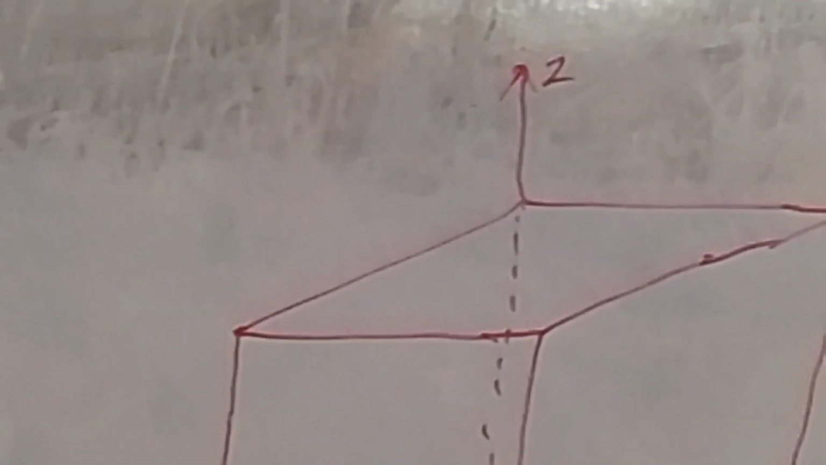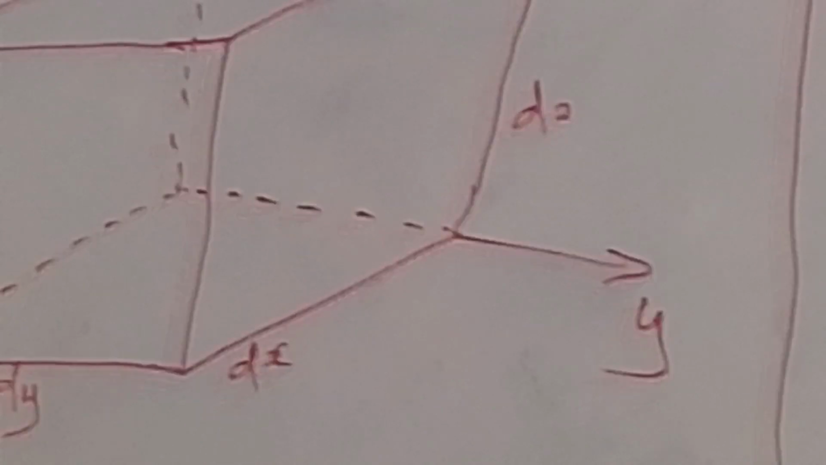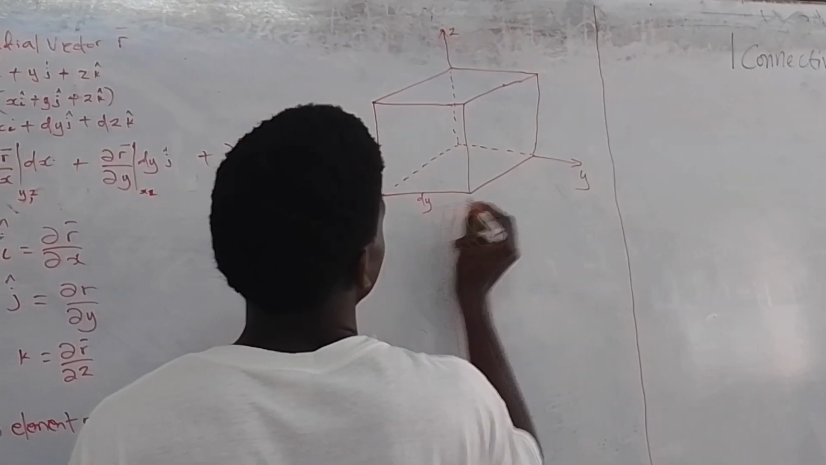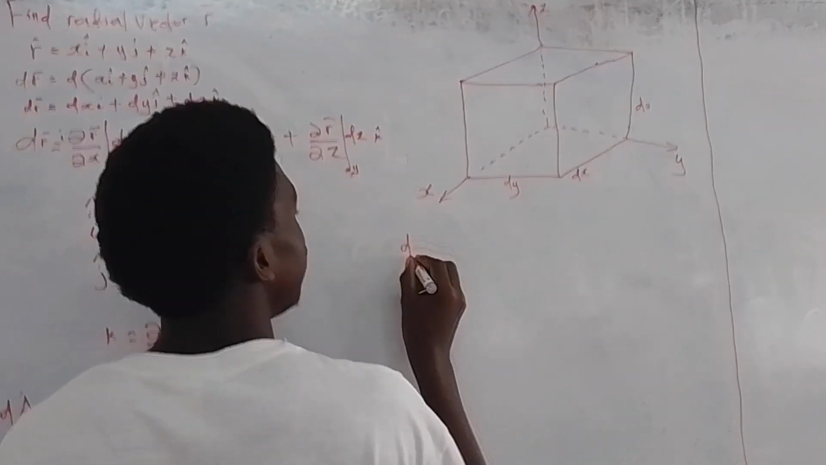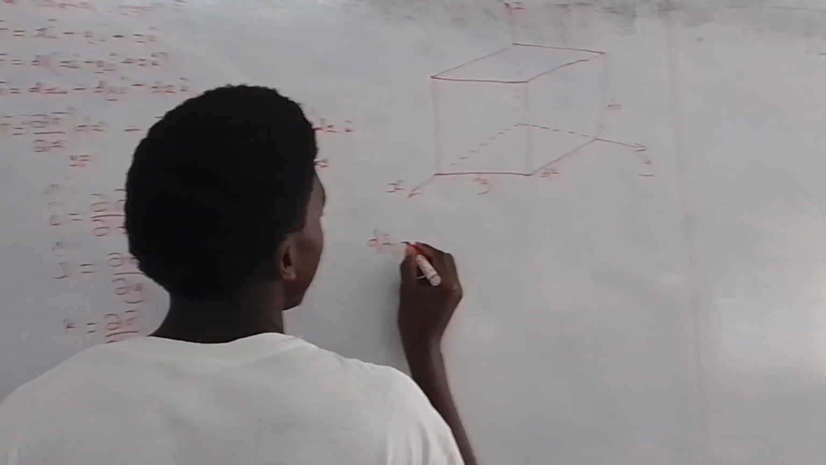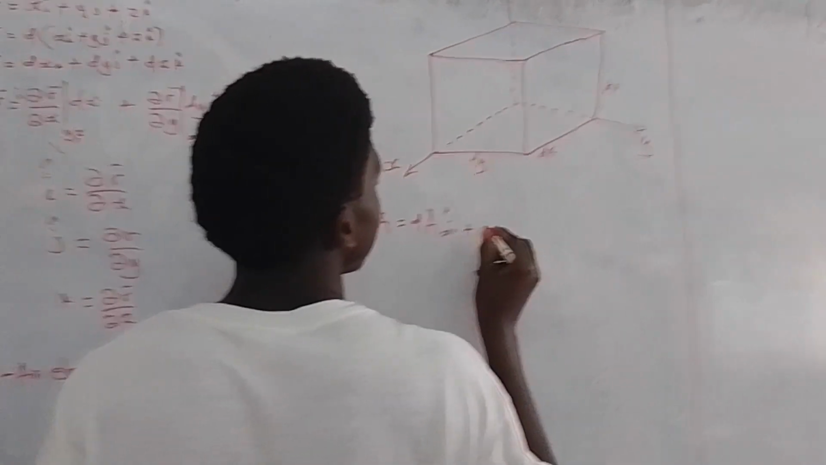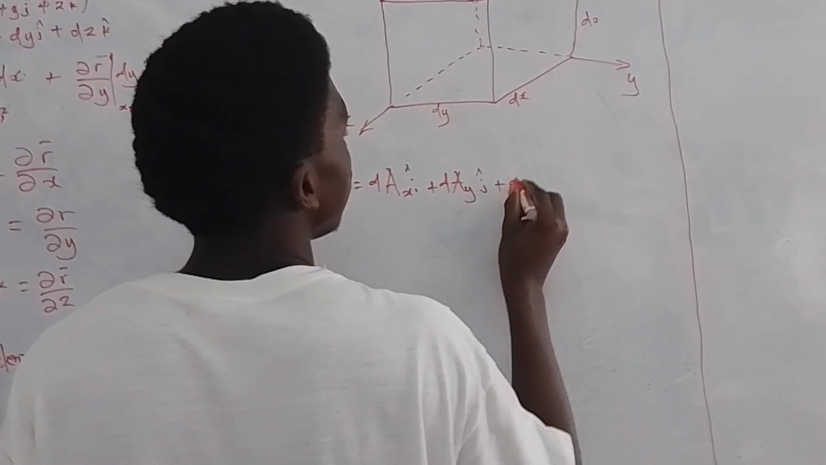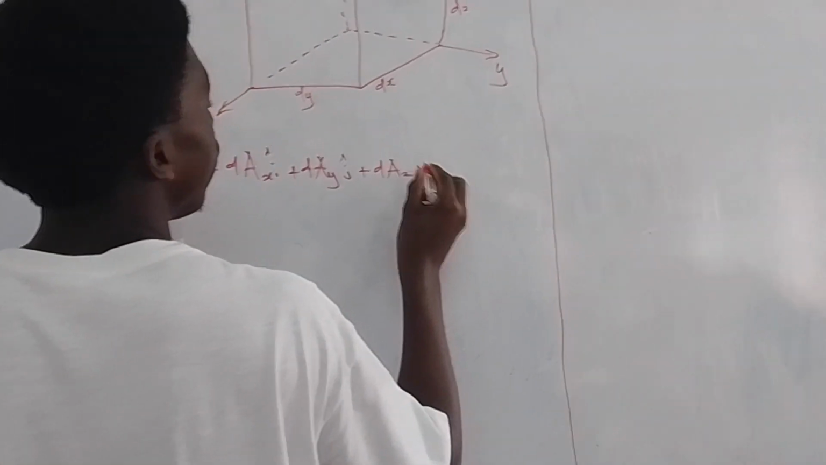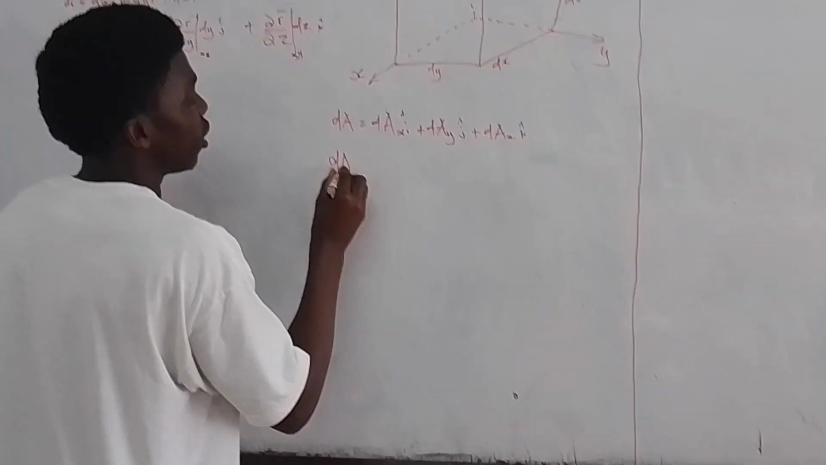We have our z direction. This one is the y direction, and this one is the x direction. Whereby in the y direction we have dy, in the x direction we have dx, and in the z direction we have dz. So an area element is given by: let's look at this area surface that's moving along the x-axis. It's dy dz.